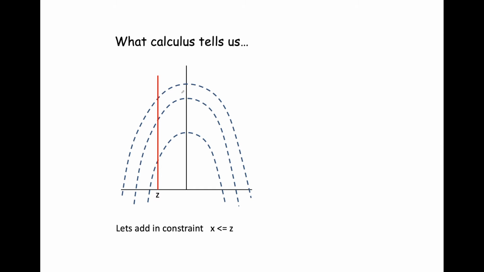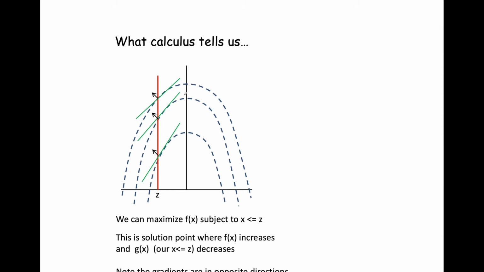But let's add in this constraint. What happens? Well, when we add in this constraint, we notice that the solution point where f of x increases, our quadratic, and g of x decreases, it's balancing that optimal solution, that intersection point where the red constraint line meets the blue curve. It's different from that unconstrained solution.